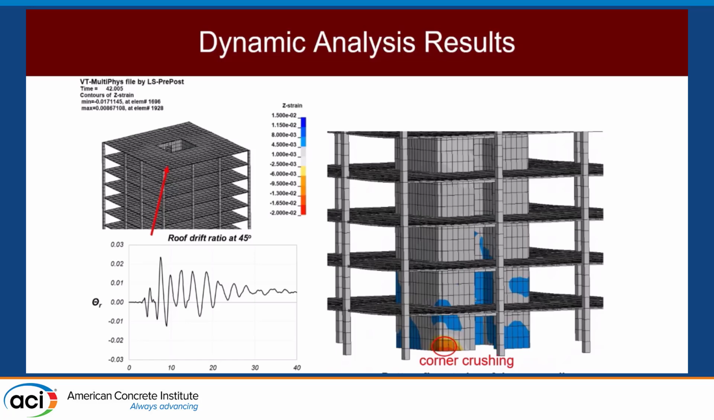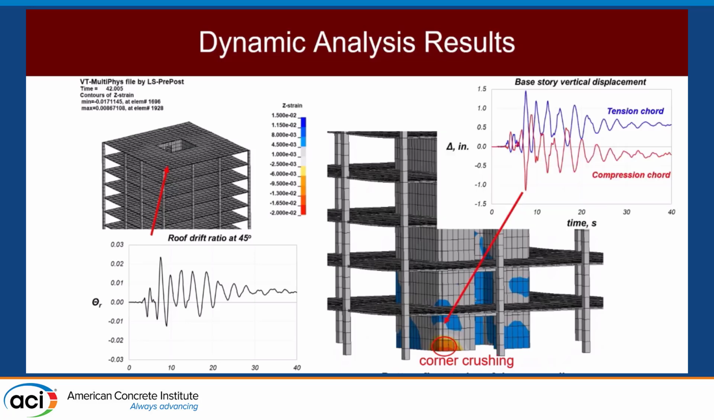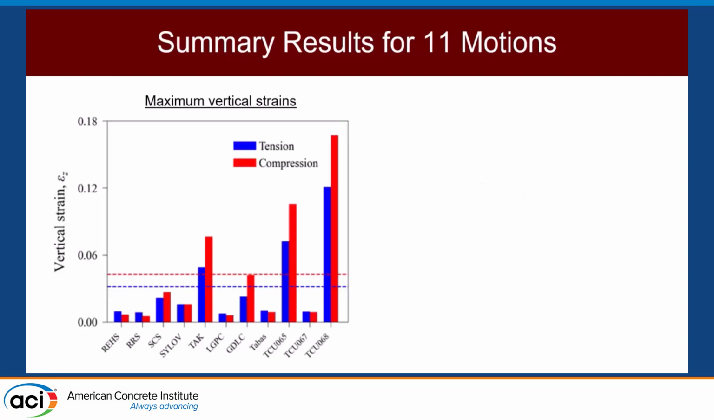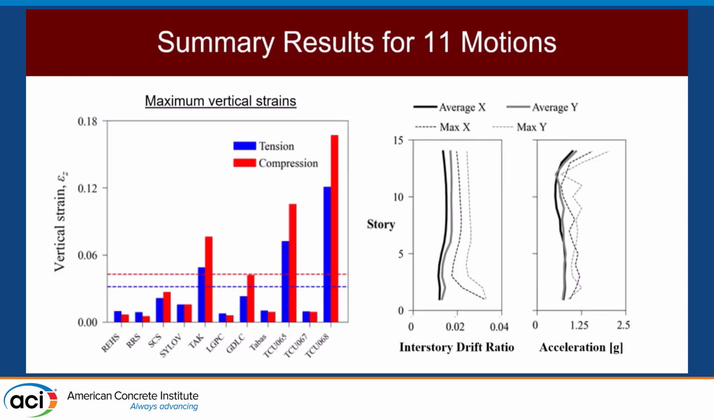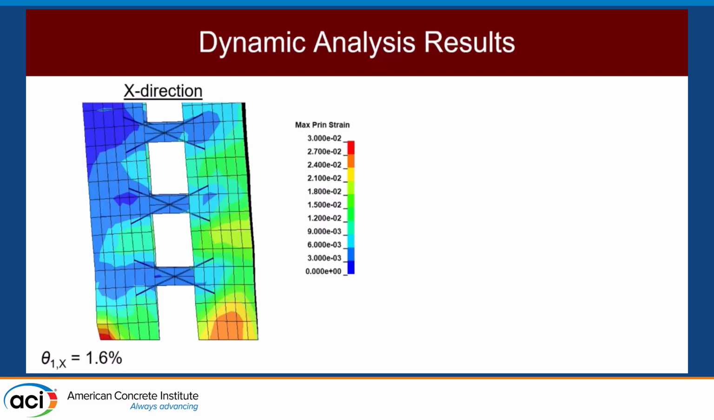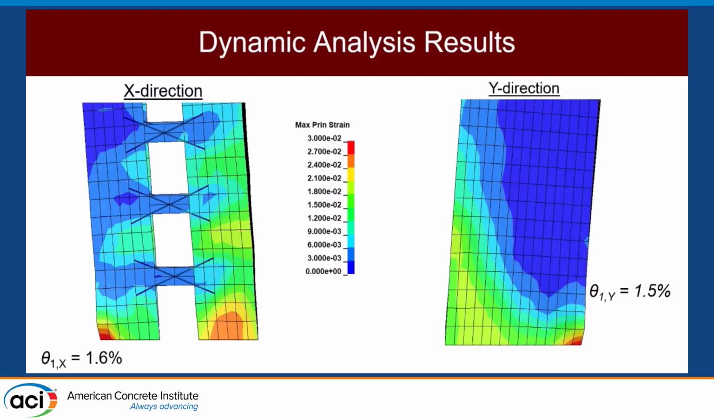This is the time history analysis of the roof drift, and you can see in that bottom chord the maximum tension and the maximum compression as a plot over time. What we want to note here is that the tension and compression getting captured independently is very important, because in the dynamic analysis results, this is at the maximum drift ratio in the X direction and the maximum drift ratio in the Y direction.